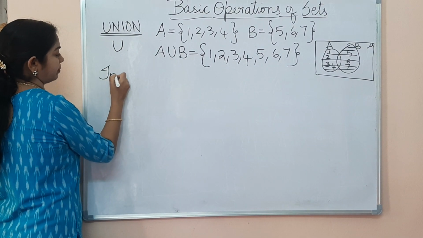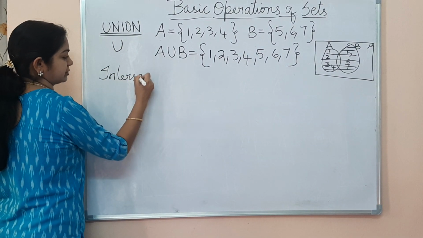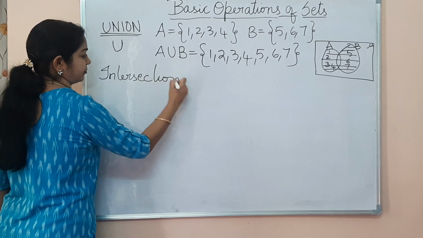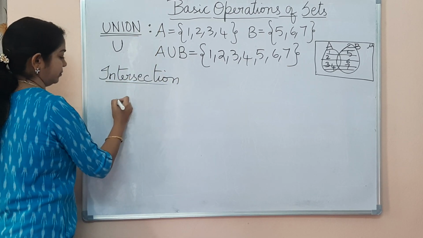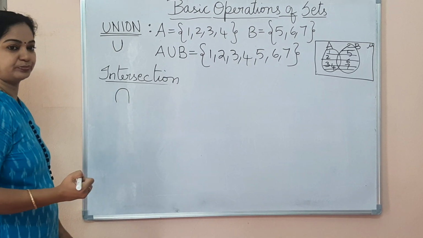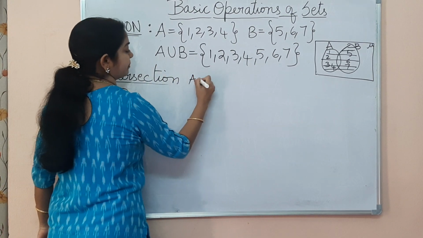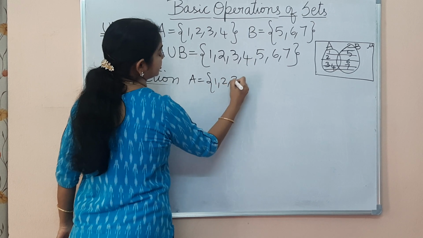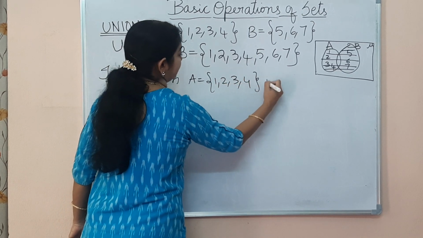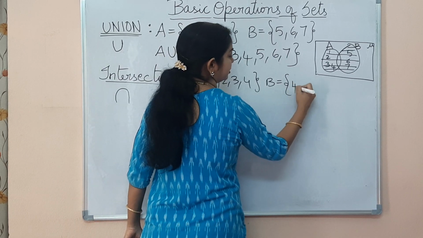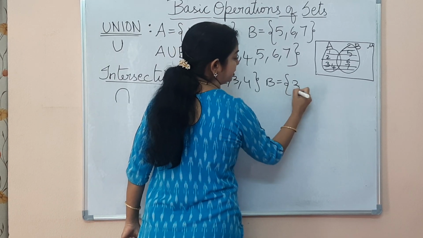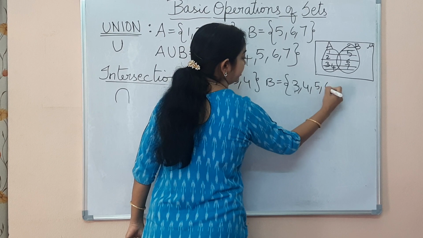All the elements covering A and B is nothing but the union. Now the second operation is intersection. We represent intersection with an inverted U. I'll take an example of A = {1, 2, 3, 4}. Let me take another set B = {3, 4, 5, 6}.